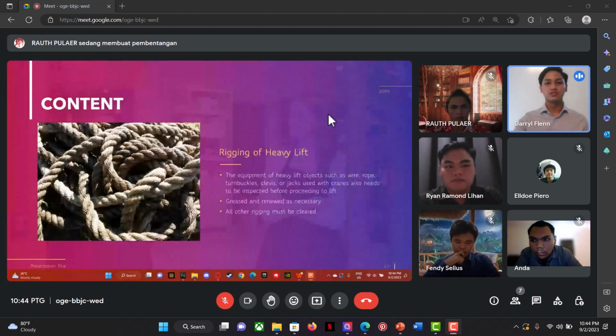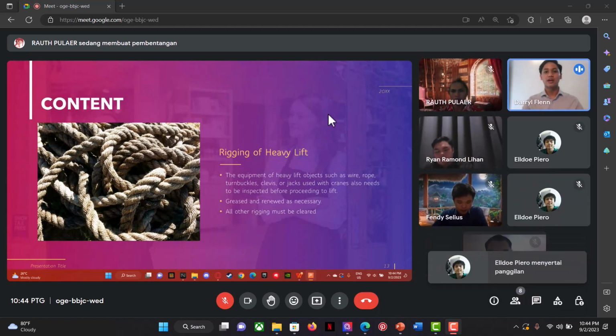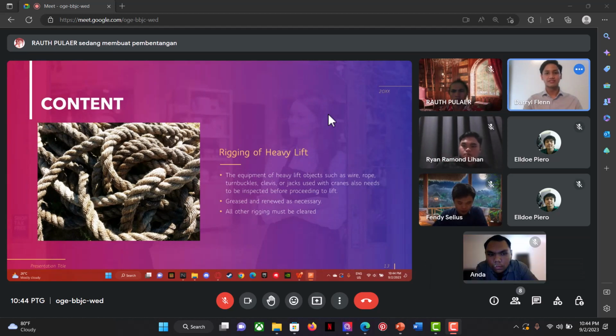So that's all from me. Next, I will pass to my friend Fendi, and the second topic of heavy lift precaution is rigging of heavy lift. This topic discusses more about the equipment used for heavy lift. So basically, rigging is the equipment for heavy lift. Yes, it is compulsory to check on wires, ropes, turnbuckles, shackles, and also slings to prevent wire cuts and falling of containers during the lift. So these are examples of the rigging.